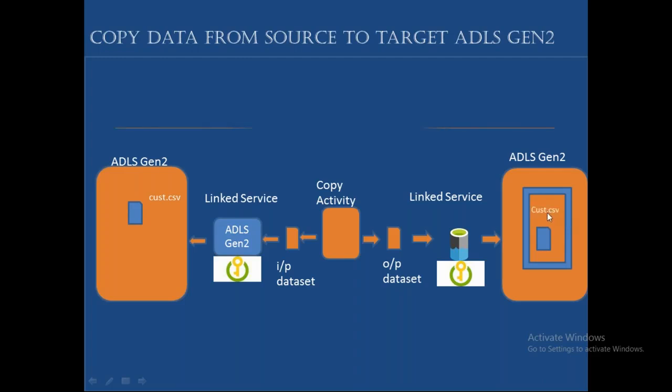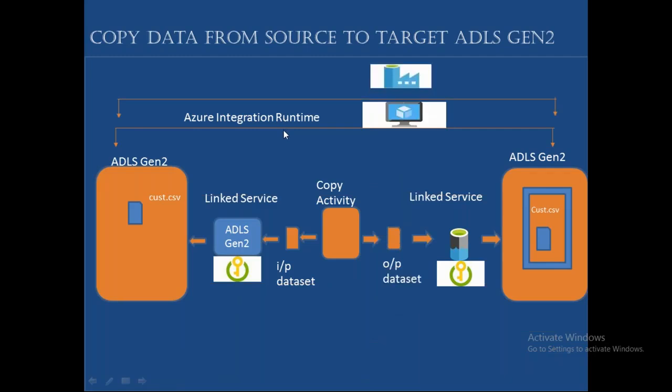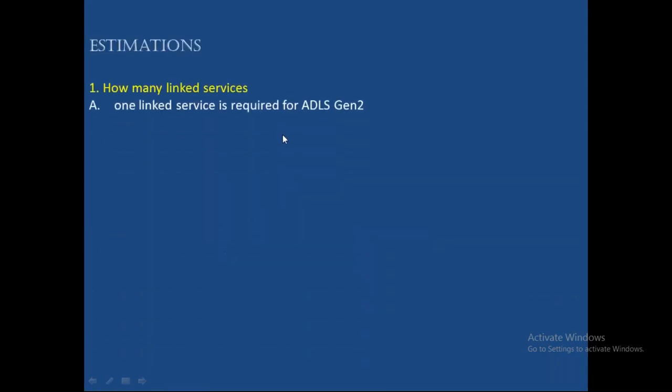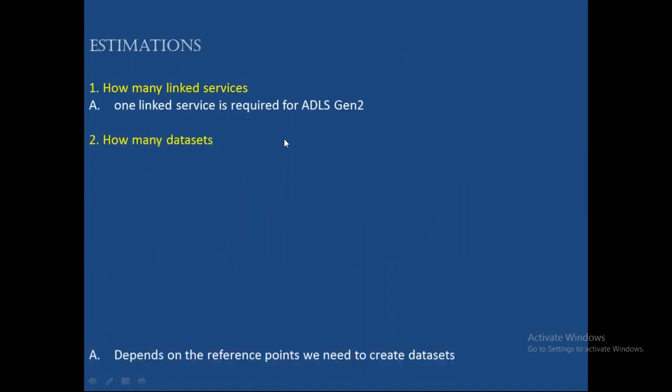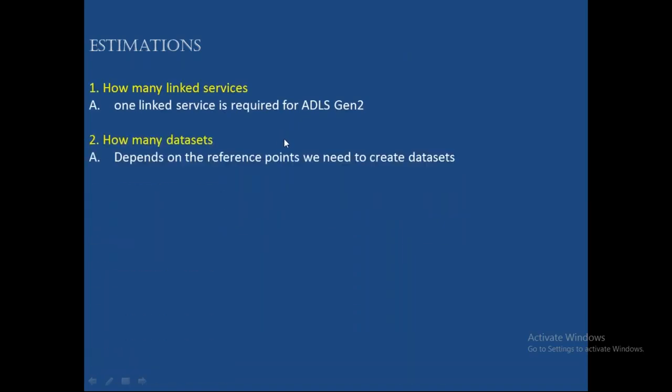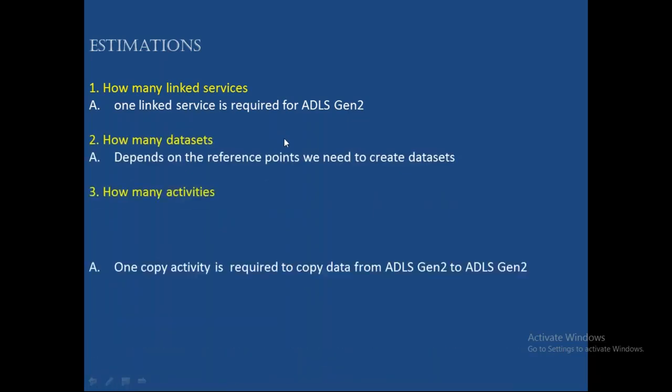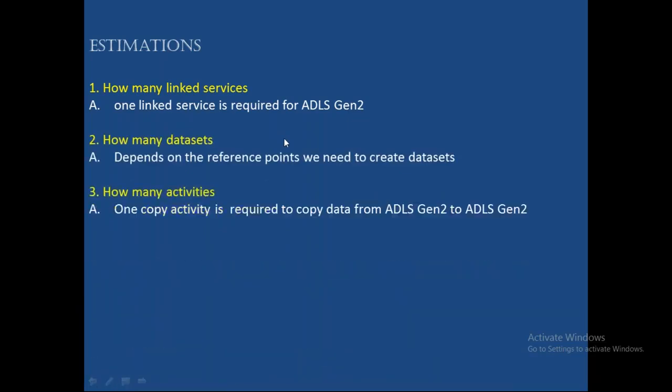Who can do this? Azure integration runtime will do, or you can also use self-hosted integration runtime. Who will manage all these things? Azure Data Factory is managing. Next, estimations. Today I'm going to use only Data Lake Storage Gen 2, so one linked service is required. How many datasets we need depends on the reference points. How many activities? One copy activity is required to copy data from ADLS Gen 2 to ADLS Gen 2. How many pipelines? One pipeline.